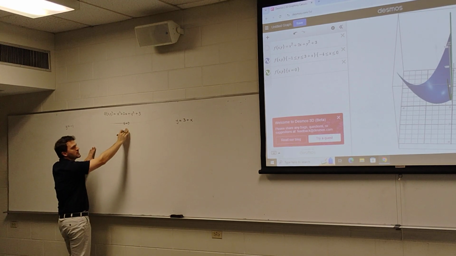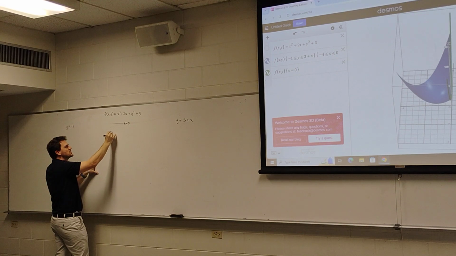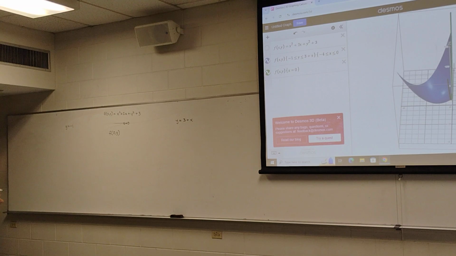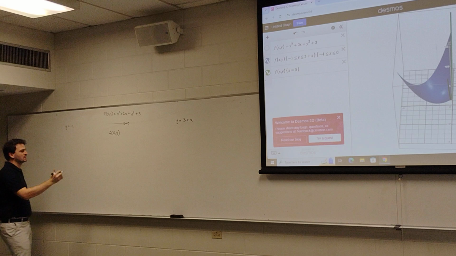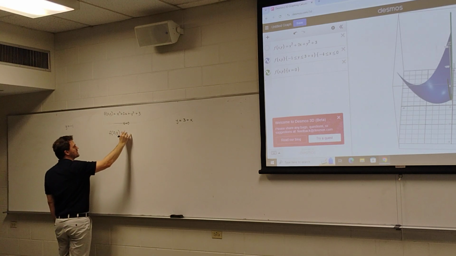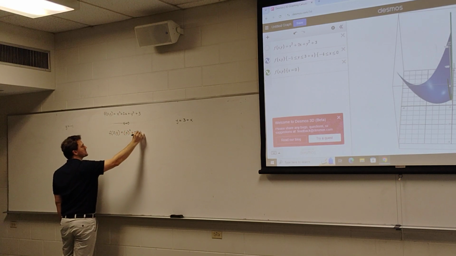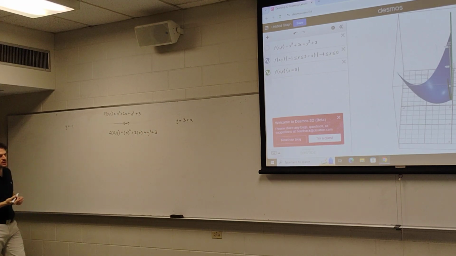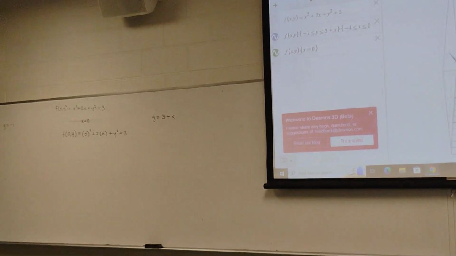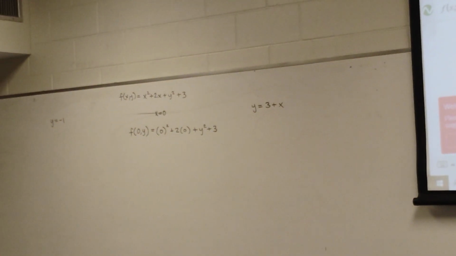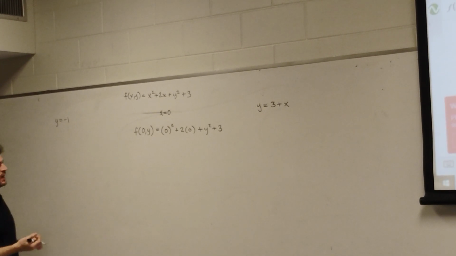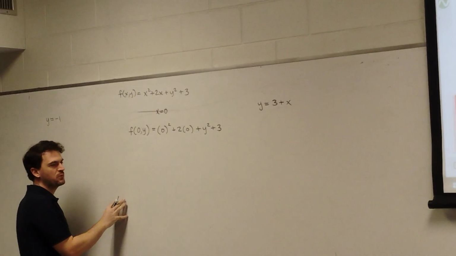I now want to plug in x equals 0. So that's our notation, f of 0 comma y. It's saying plug 0 in for x, but then just keep the y. So plugging that in, I've got 0 squared plus 2 times 0 plus y squared plus 3. And now this will clean up to be a single function in y.